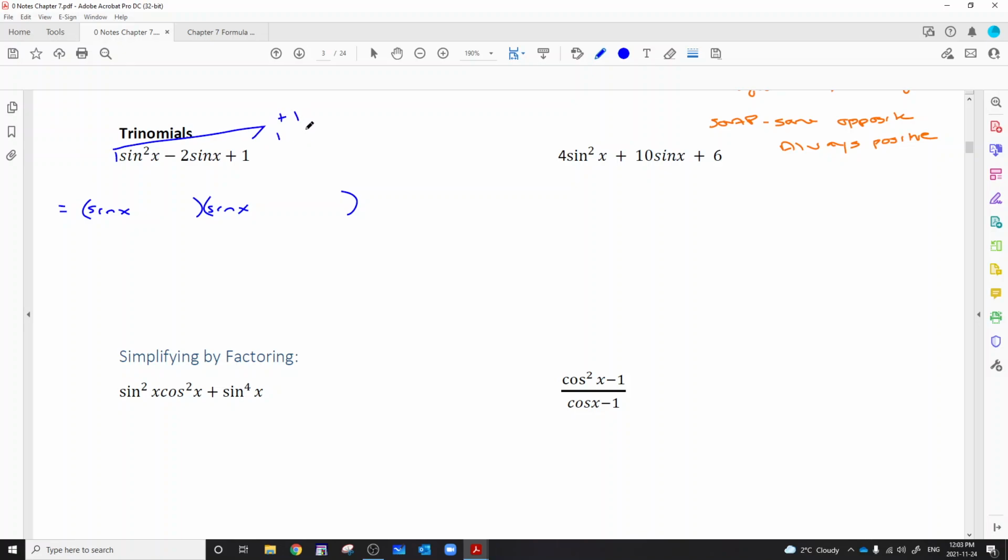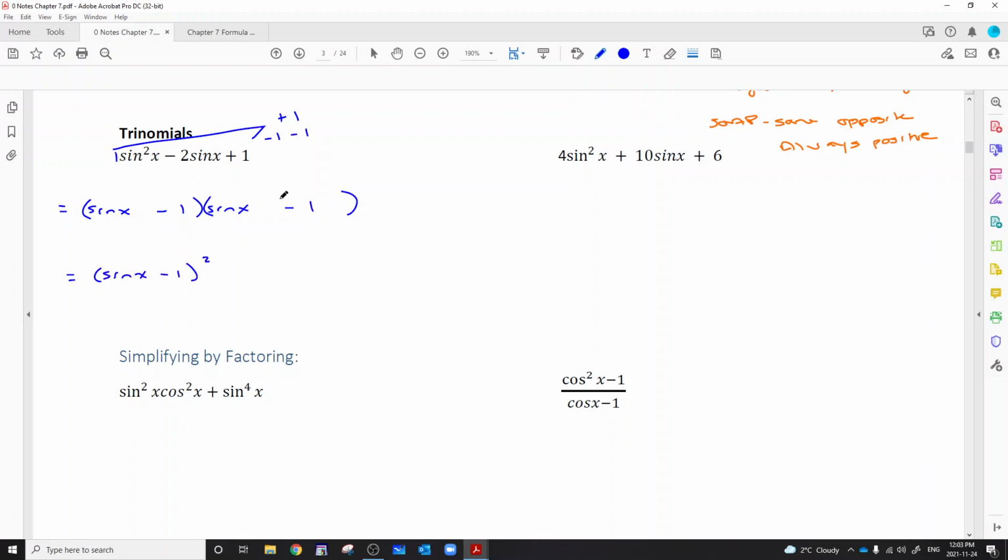Well, the only two numbers that multiply to give me 1 are 1 and 1. And then to make them add to give me negative 2, they should be negative 1 and negative 1. Okay, so this factors to this, which if you wanted to, you could rewrite as (sine x minus 1) squared.